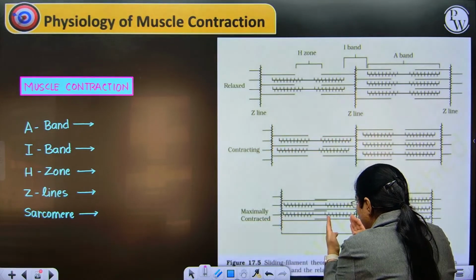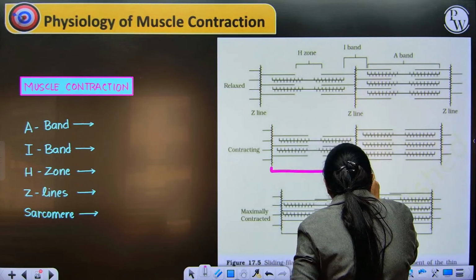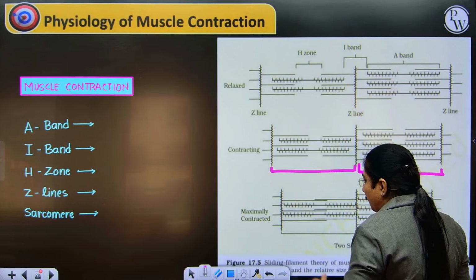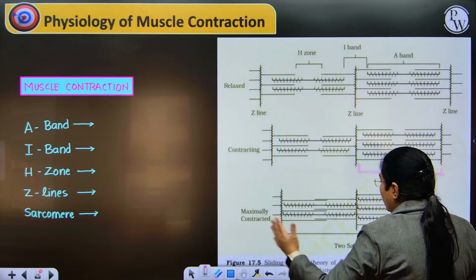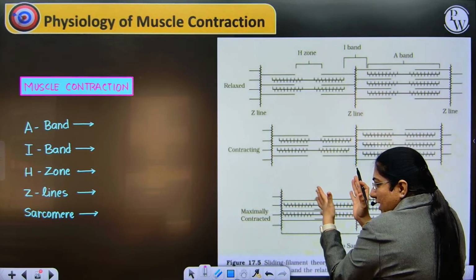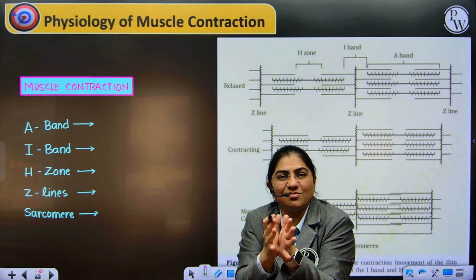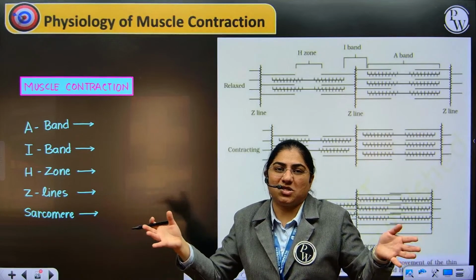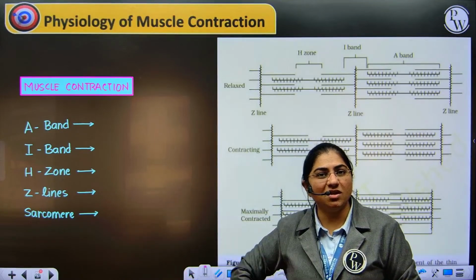As the Z lines are coming close to each other, the length of the sarcomere reduces. As the length of the sarcomeres reduces, all the sarcomeres reduce in length. As all the sarcomeres reduce in length, the muscle cell reduces in length. As the muscle cell shortens in length, the muscle also shortens in length, causing muscle contraction.